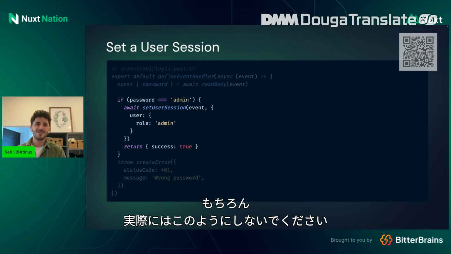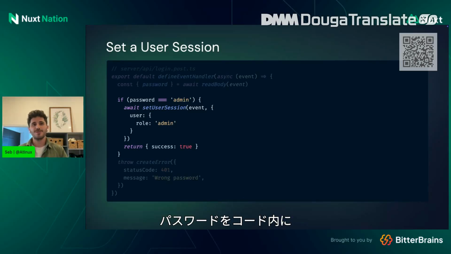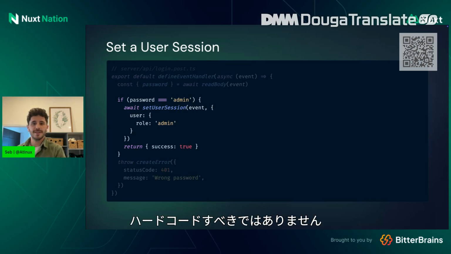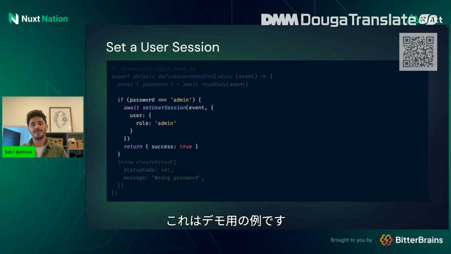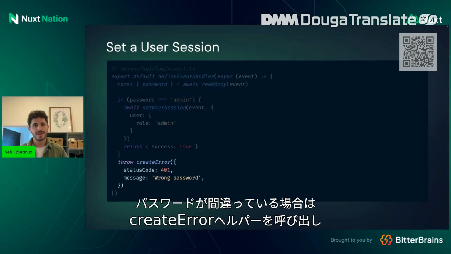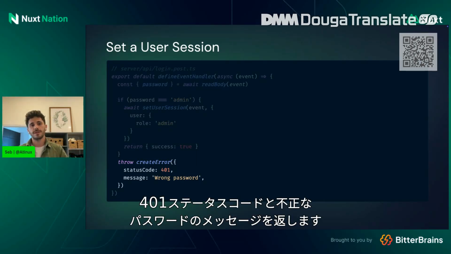Obviously, please don't do this. You should not have the password hard-coded in your code. You may use an environment variable or a different technique, but this is for demo purposes. And if the password is wrong, we call the createError helper with a 401 status code and a wrong password message.